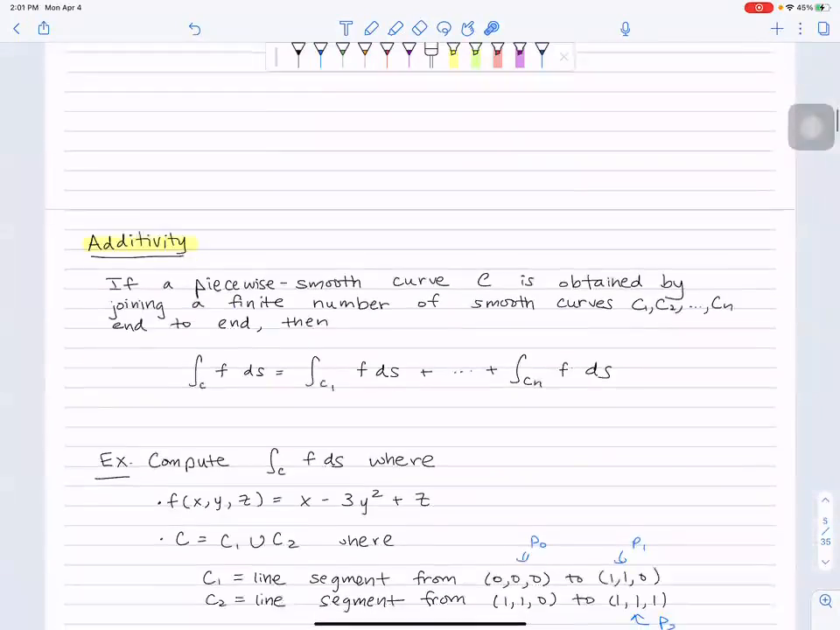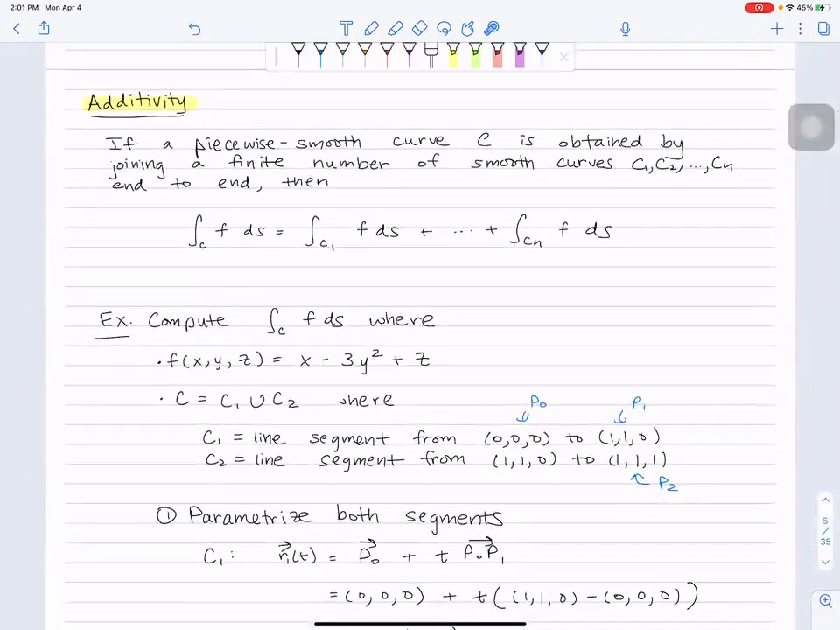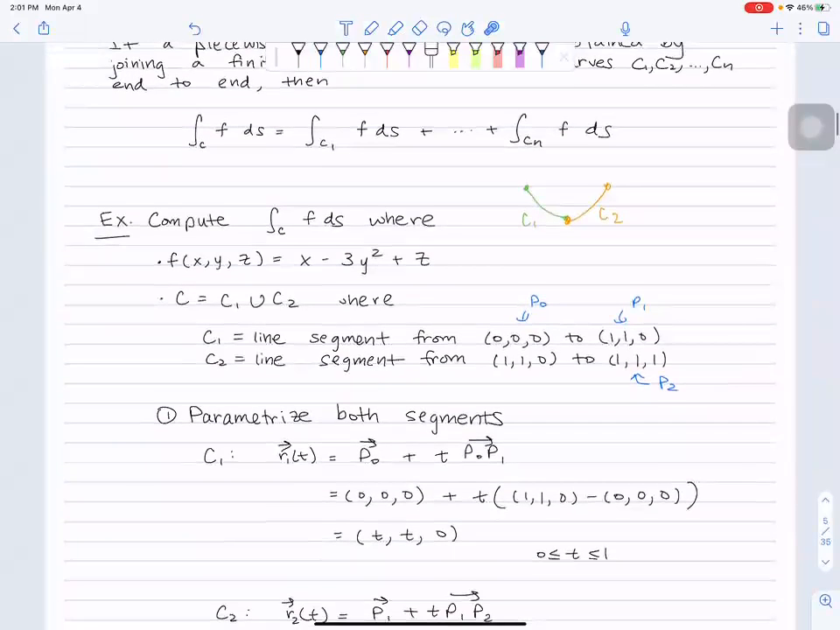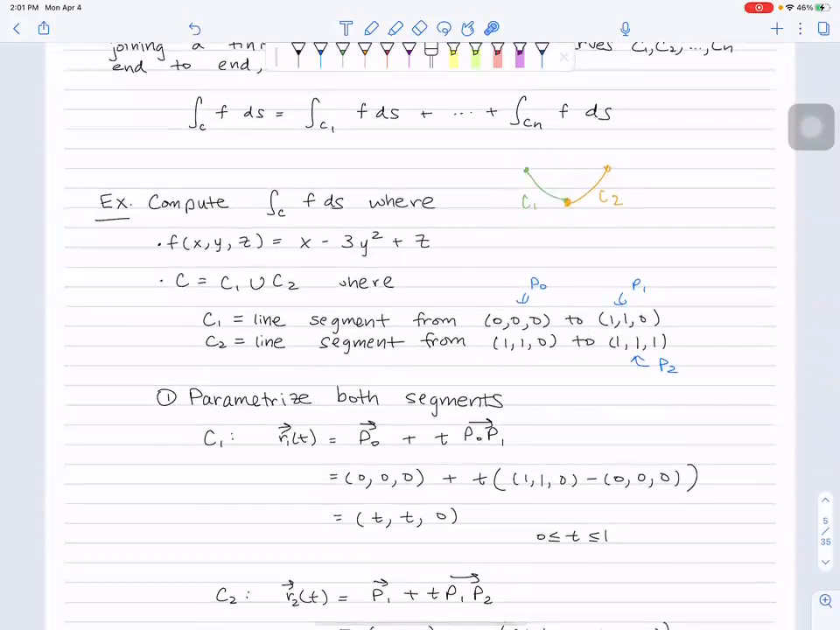Okay. So then we have additivity. This is where you have some large curve, but it can be broken up into different parts. So if you have this curve that can be broken up into C1, C2, Cn, meaning this is your first curve and this is your second curve, then we can find this line integral over both curves by doing them separately. So you can first do the line integral of C1, then do the line integral of C2 and add them.